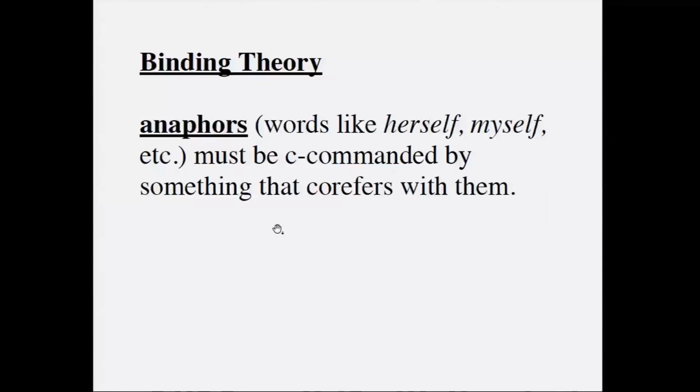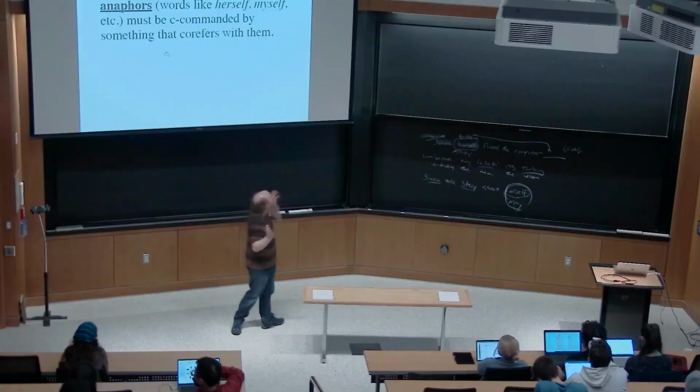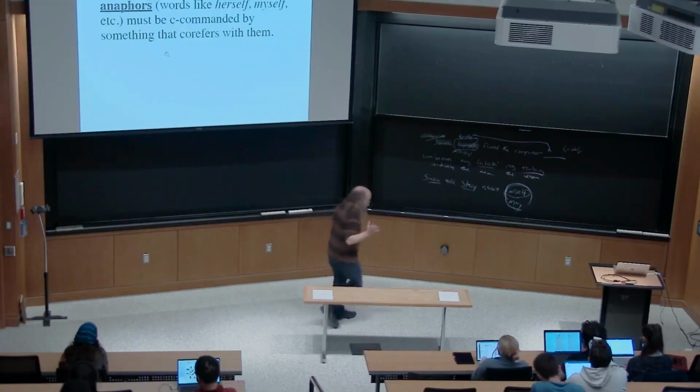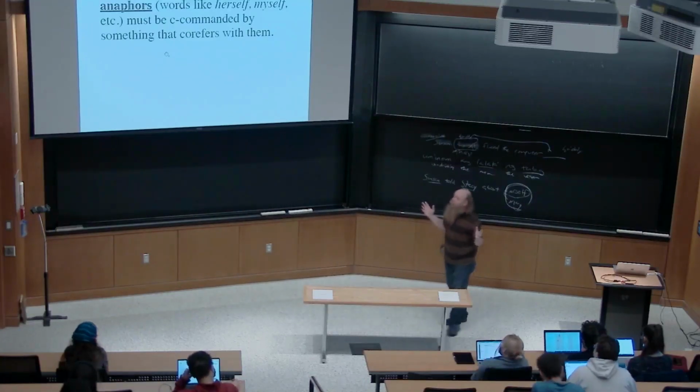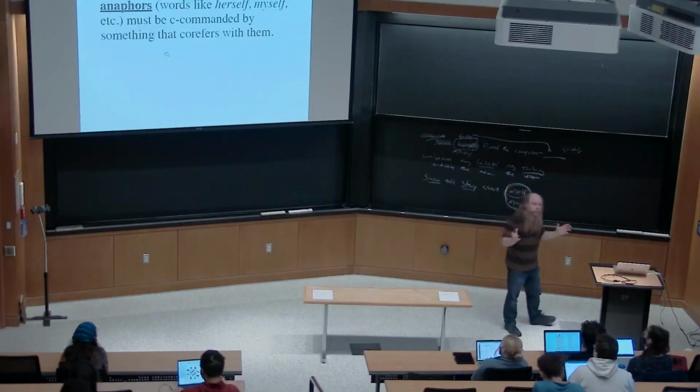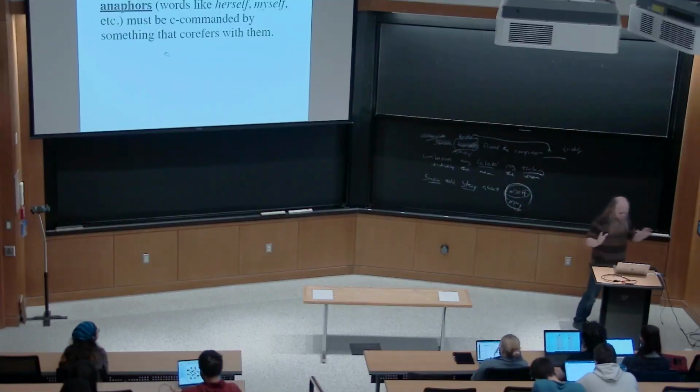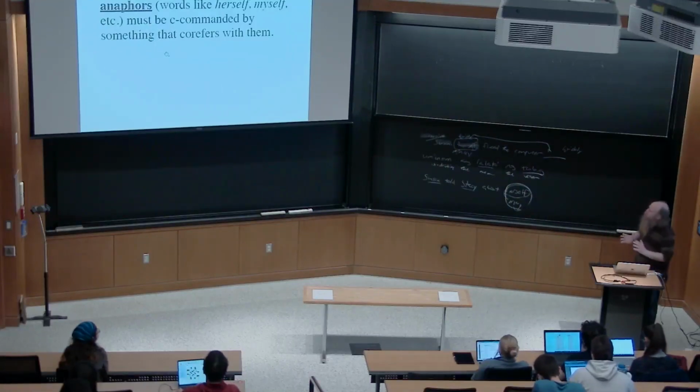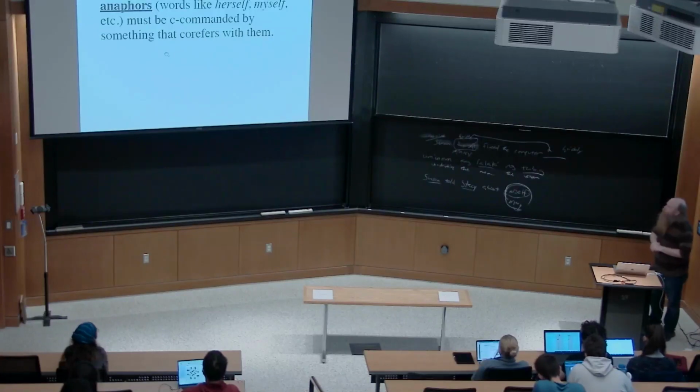So, one part of binding theory is going to say that anaphors, words like herself or myself, which in English all end with self, need to be C-commanded by something that co-refers with them. And then we have a short name for to C-command something that you co-refer with.